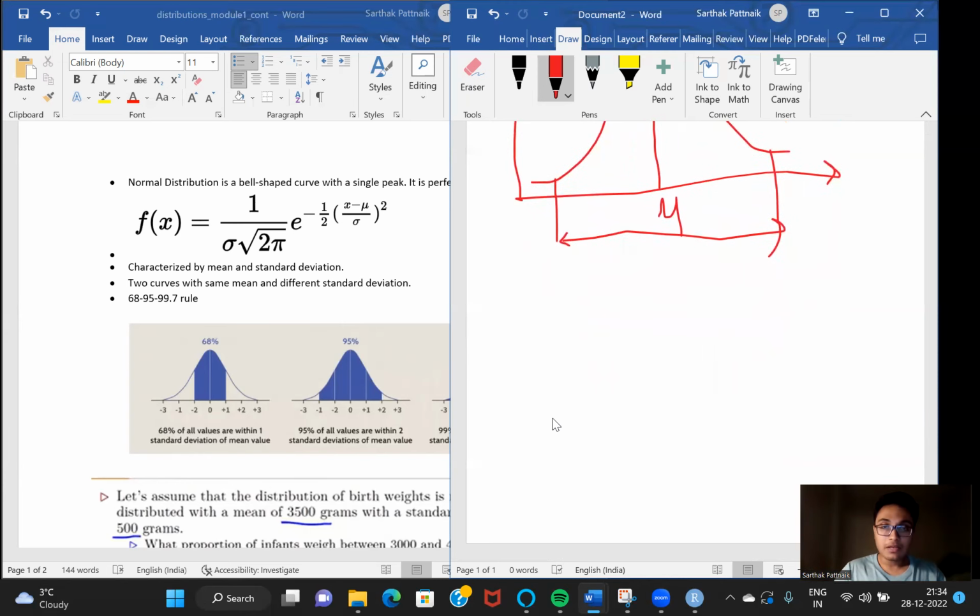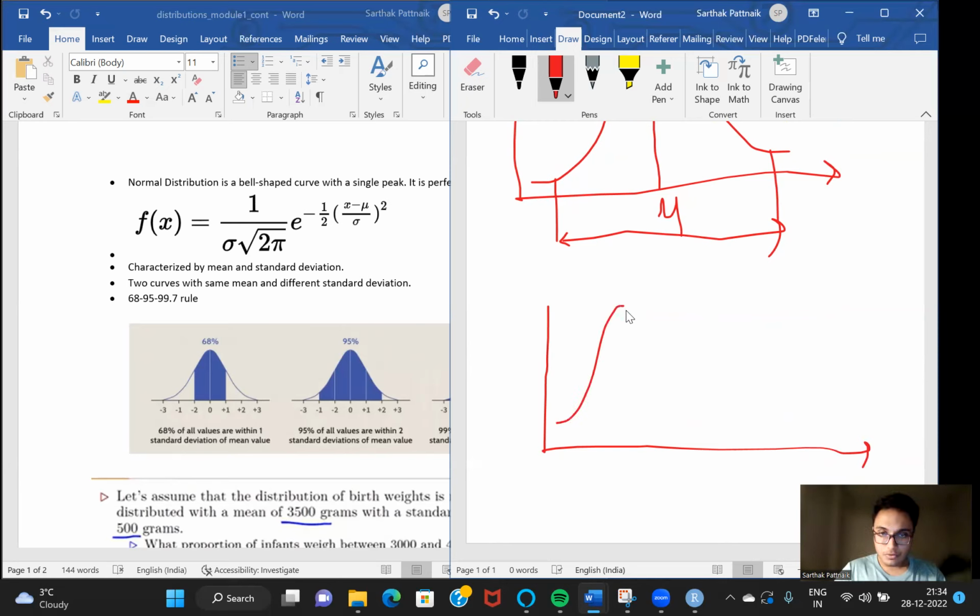So there can be two curves like this that have the same spread, but they can have different means, like this. These are two normal shaped curves. Now, all these diagrams are not drawn to scale, but the fundamental idea that I'm trying to convey is that their spread might be the same.